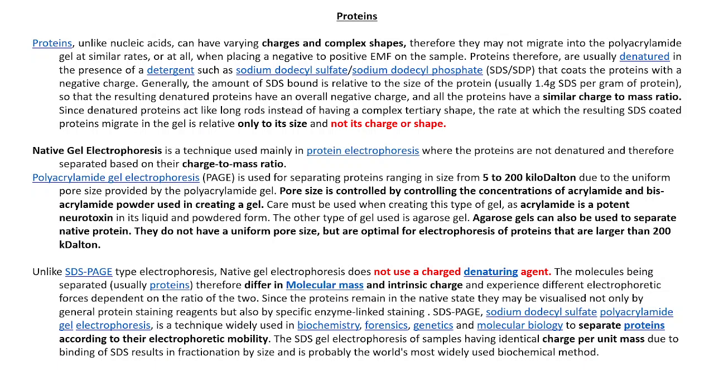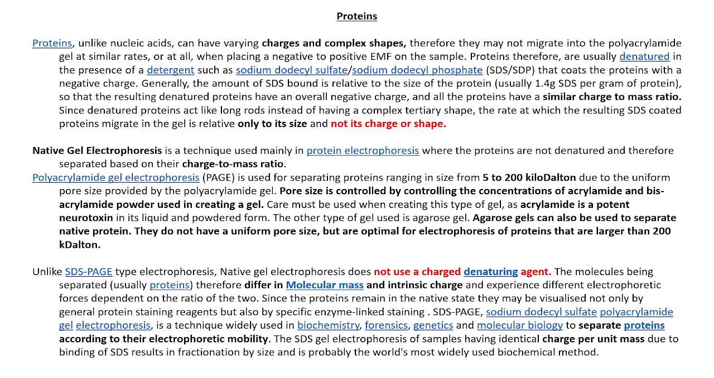Right? Polyacrylamide gel electrophoresis is used for separating proteins ranging in size from 5 to 200 kilodaltons due to uniform pore size provided by the polyacrylamide gel. Now, pore size is controlled by controlling the concentrations of acrylamide and bisacrylamide powder used in creating a gel. Acrylamide is a potent neurotoxin in its liquid and powdered form.